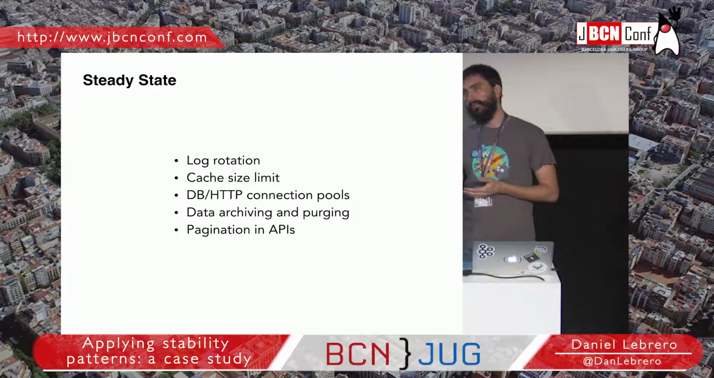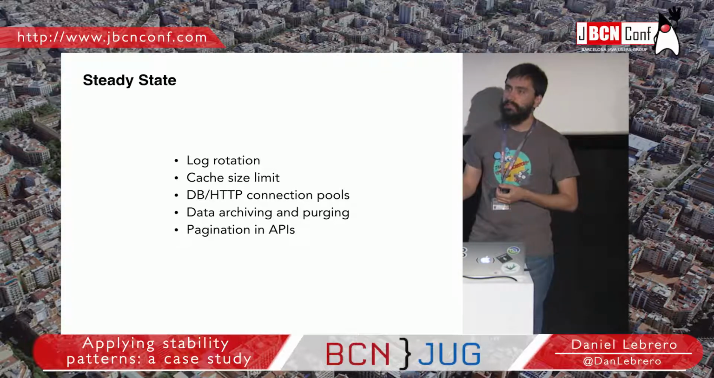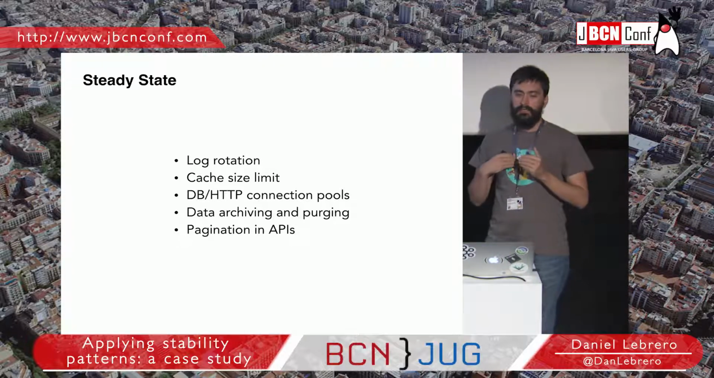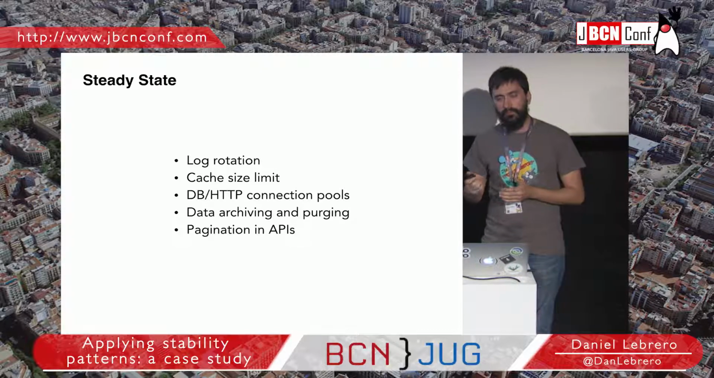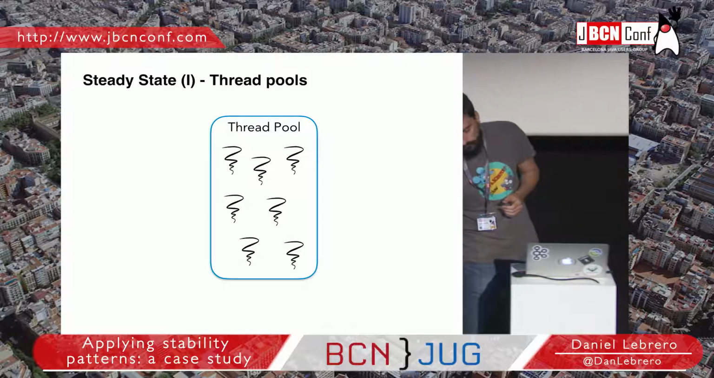And if you provide an API, if you are providing any pagination on that API, you are applying this pattern. Because what you are doing is, again, limiting how much data you need to process and how much data you need to send. Now, the other place that you need to apply this pattern is with thread pools.